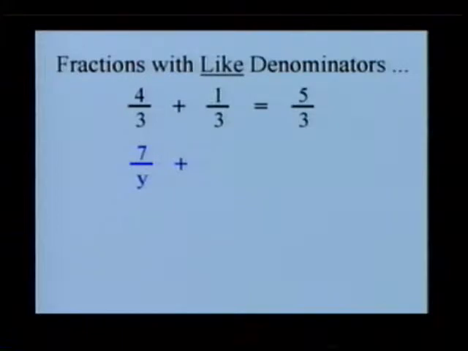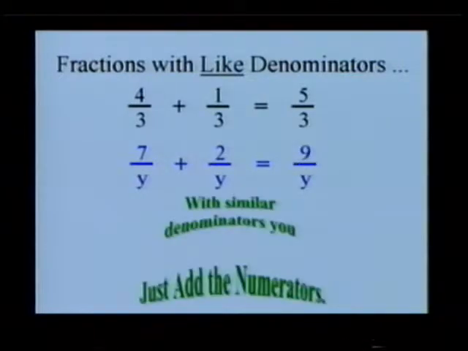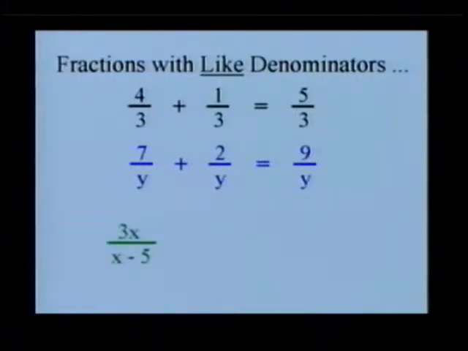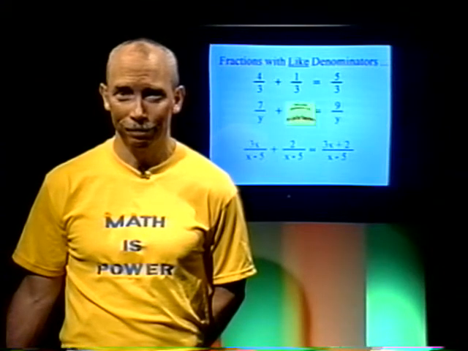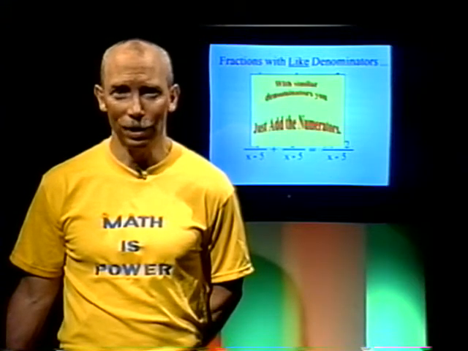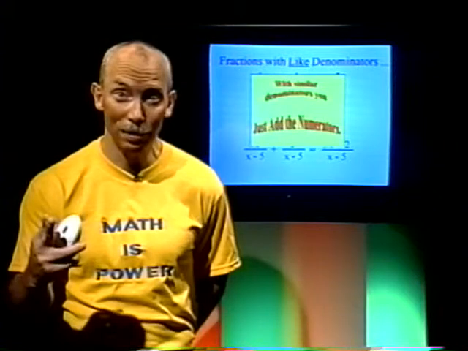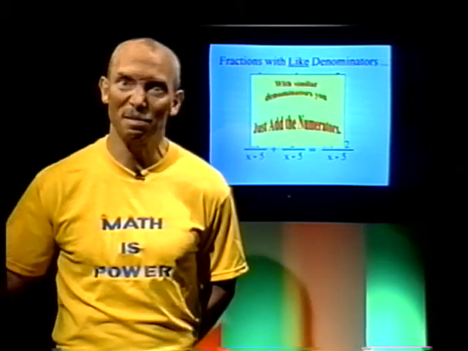7 over y, ooh, letters. 7 over y plus 2 over y, same rule. All you have to do is add the numerators and keep the same denominator. That's when you have the same denominator. What about this one? Once again, when the fractions have like denominators, all you have to do, if you can, is add the numerators. 3x plus 2 is just 3x plus 2. Okay, and put it over the same denominator. So, as I said, when you have fractions with the same denominators, just add the numerators. That's simple. Okay?